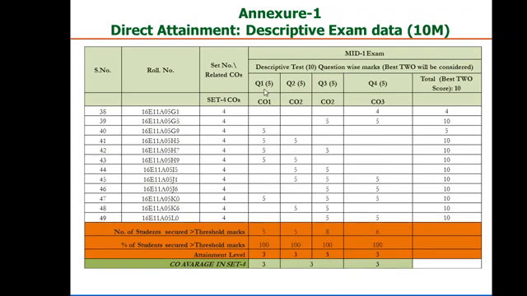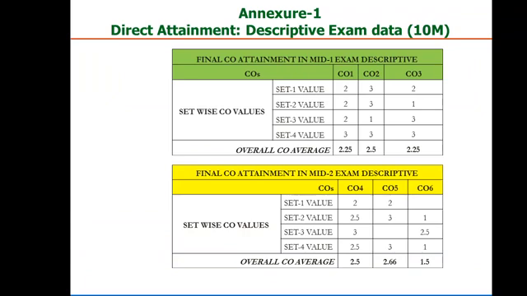Then set 4. Set 4 also has CO2 mapped with two COs. So take these values. Now for all 4 sets we got the attainment values question-wise in the descriptive test. Then the final calculation you can see in the descriptive set-wise CO value. So set 1 in mid exam 1, set 1 CO value 2, here it is 3, here it is 2 for CO3. Set 2 values also, set 3 values also, set 4.